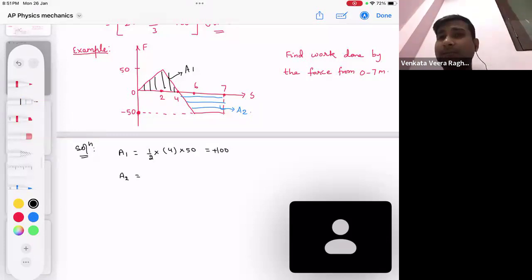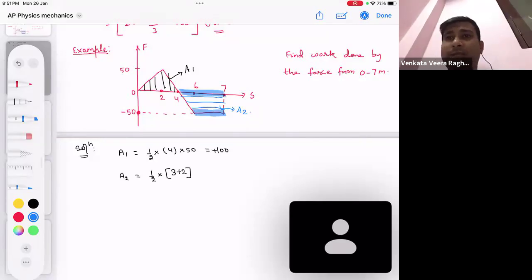What will A2 come to? Half into the sum of parallel sides. One parallel side is 3, the other parallel side is 2, right? 3 plus 2. See now, this parallel side is 7 minus 4, which is 3, and this parallel side is 7 minus 6, which is 1.